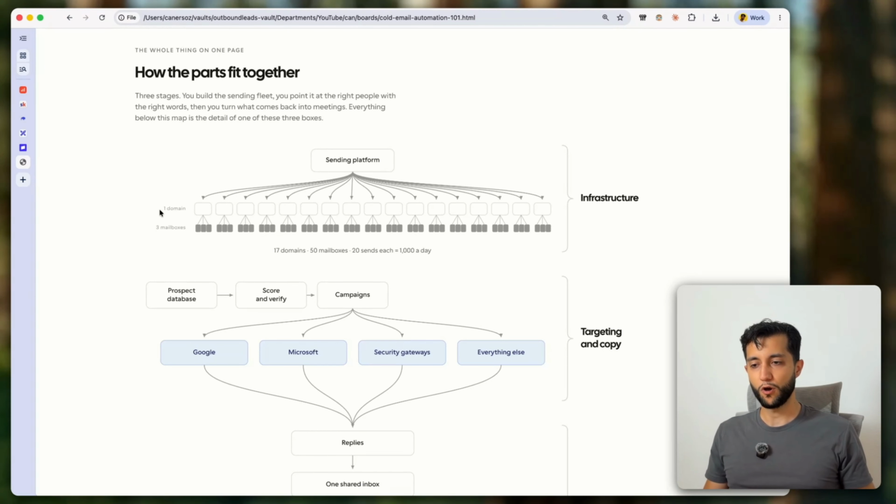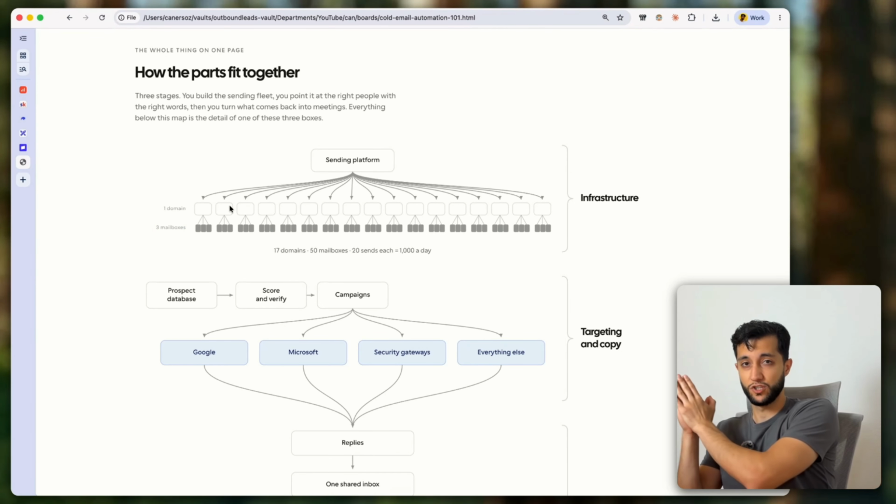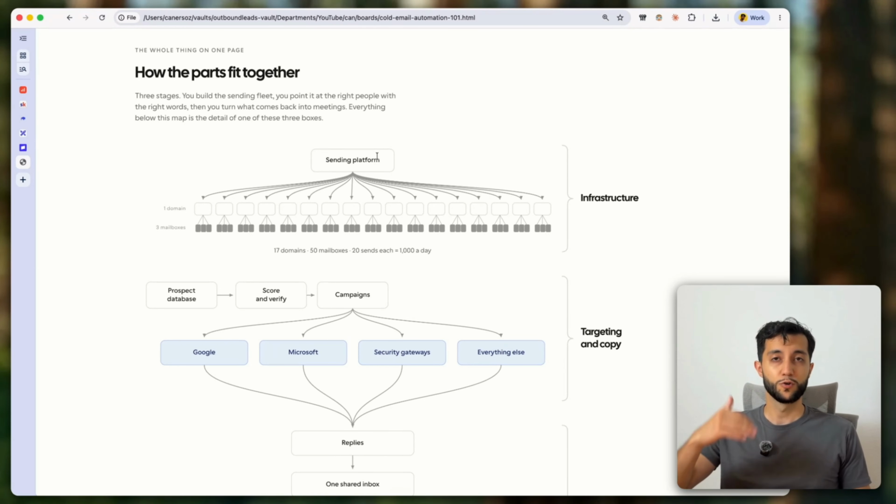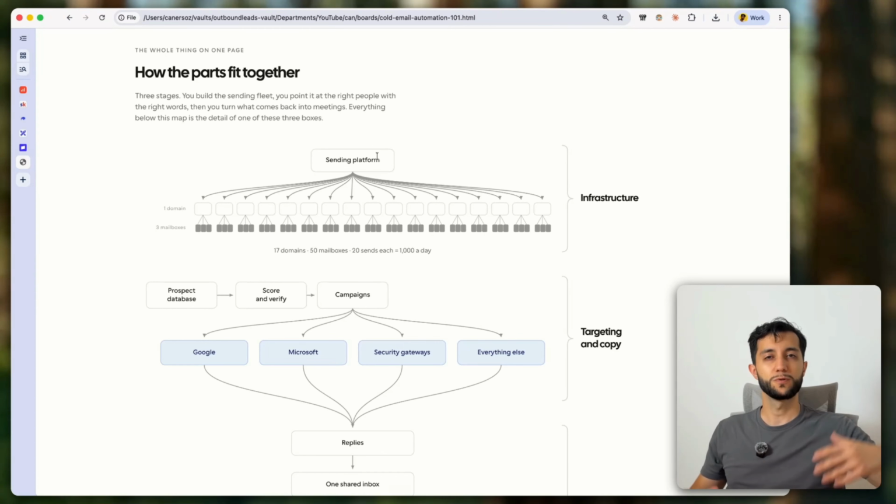So we have bought all these domains. Let's assume we just bought them, right? And we've connected all of these inboxes to each of these domains. As soon as we have this huge array of, in this case, 50 mailboxes sending 20 emails a day max each, which equates to 1,000 a day in total, right? We will take all of these inboxes and connect them to our sending platform. That could be Instantly, Smartlead, Email Bison, or Plusvibe. There are a bunch of different email sending platforms.